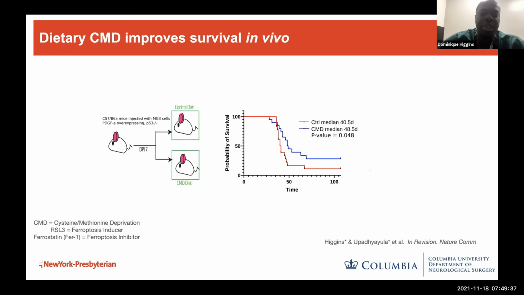And then we did in vivo studies, injecting these tumor cells into mice, and then on day 7, simply putting them on the control diet, or the diet low in methionine and deprived of cysteine. And without any additional treatment, we see a modest but statistically significant improvement in survival in the tumor-bearing mice with just the diet alone.